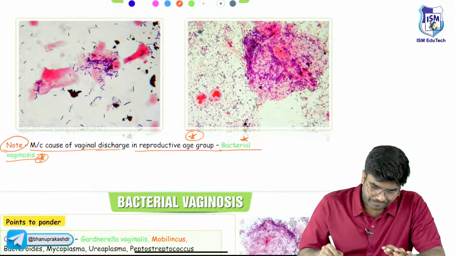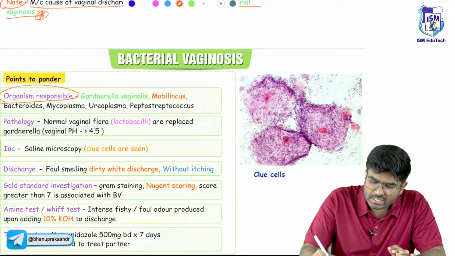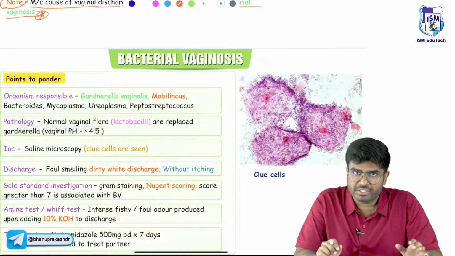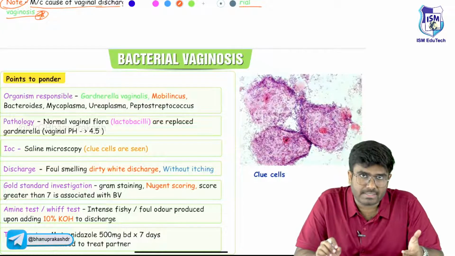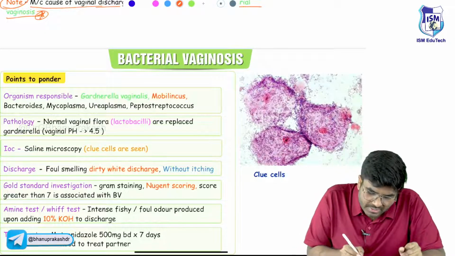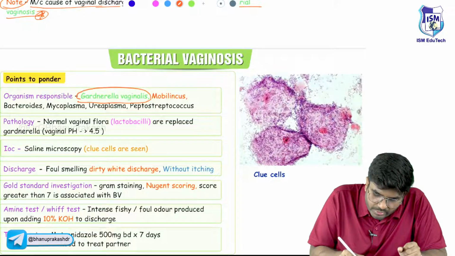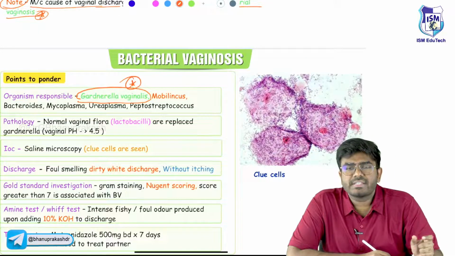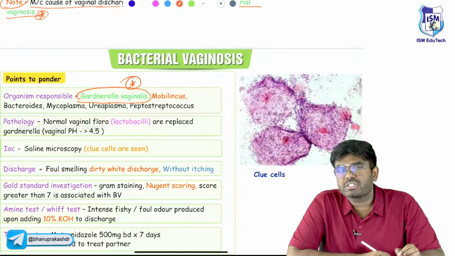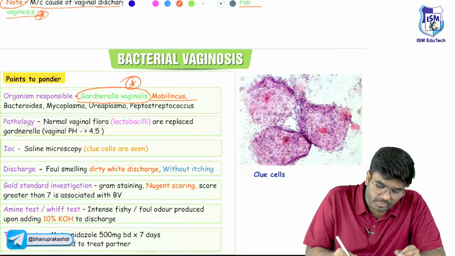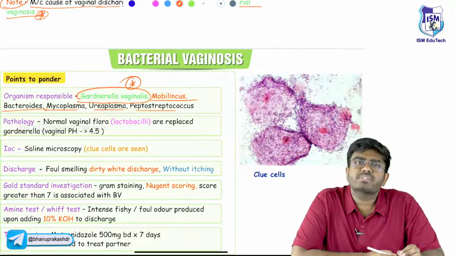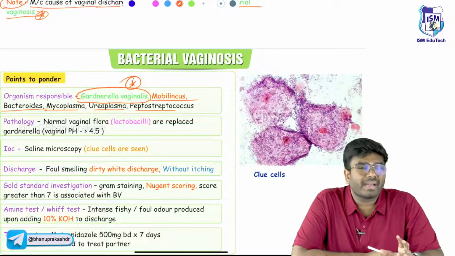So bacterial vaginosis, sir, what is the organism responsible? Which organism is going to cause the infection? It's going to be multiple organisms that can lead to bacterial vaginosis. It's vaginosis, not vaginitis. There is no inflammation, just infection with discharge. The organism responsible is Gardnerella vaginalis, the most common organism, which every student knows. But in one of the recent exams, it was asked, all of the following can lead to bacterial vaginosis except, so you should know Gardnerella vaginalis, Mobiluncus species, Bacteroides, Mycoplasma, Ureaplasma and Peptostreptococcus. All these organisms can lead to genital infection, especially bacterial vaginosis.